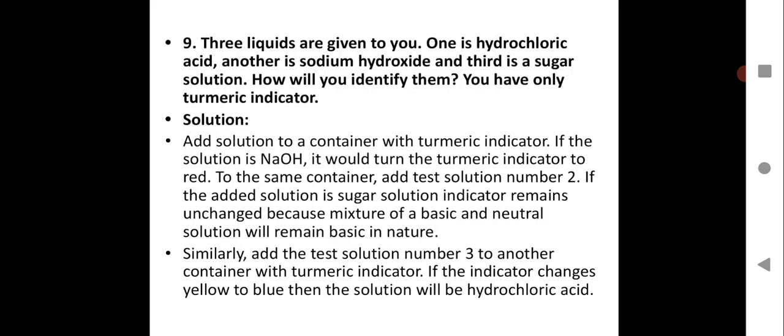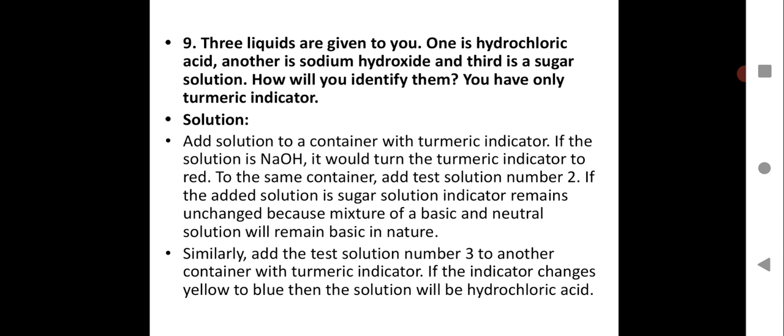So 3 liquids are given to you. One is hydrochloric acid, another is sodium hydroxide, and the third is a sugar solution. How will you identify them? You have only turmeric indicator. So let us see how turmeric indicator will be helpful to us to determine the hydrochloric acid, sodium hydroxide and sugar solution, and how you will determine the nature. So this is question number 9.